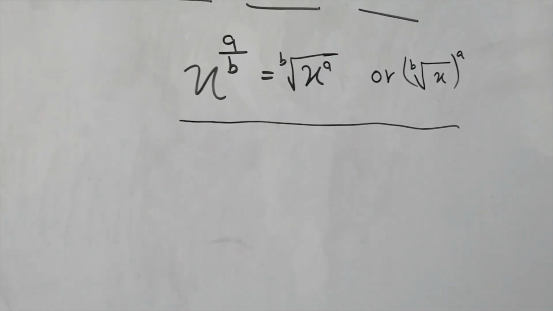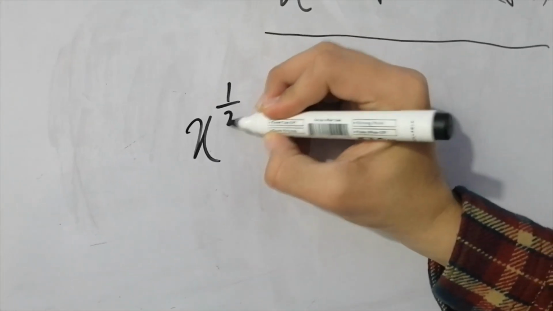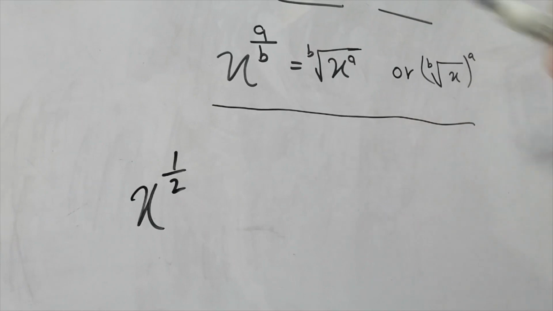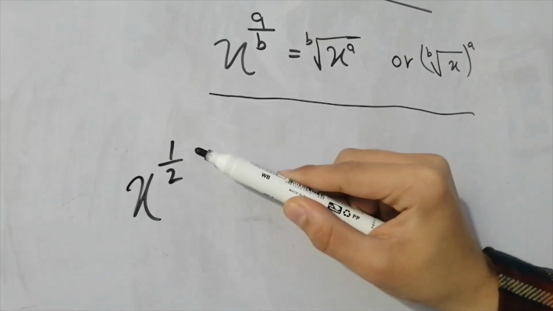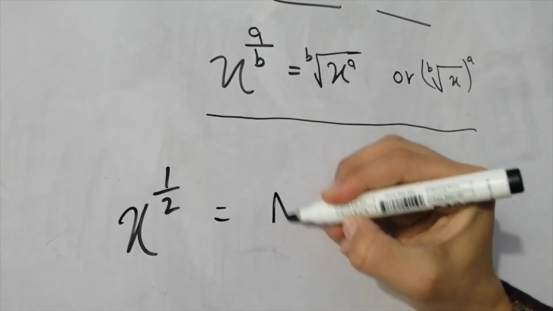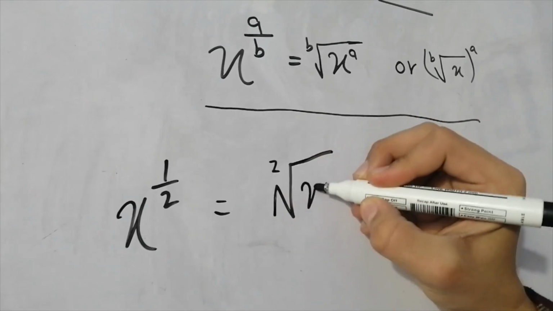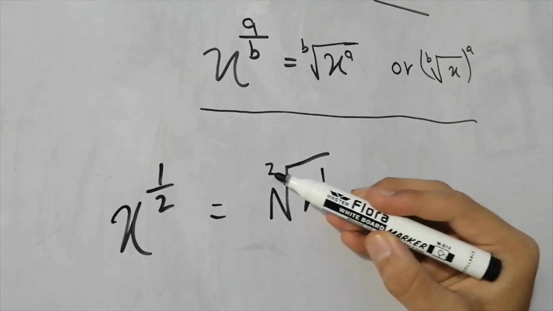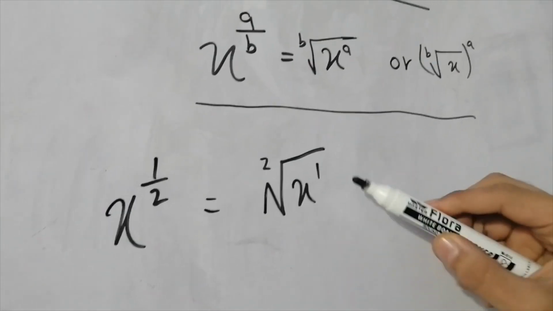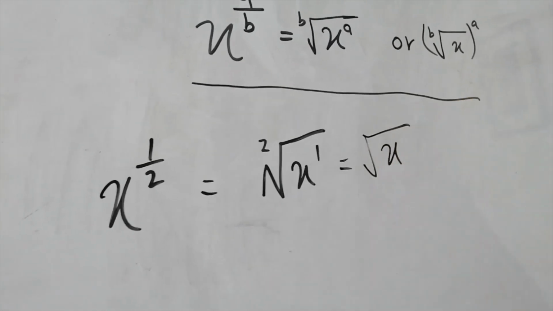Okay, so let's take a basic example first: x power 1 over 2. If we use this method, we can see here a is 1 and b is 2. So we can write this as the 2nd root of x power 1. We don't need to write 2 here because the root symbol already implies that it's a square root, and we don't need to write 1 either. So this is basically the square root of x.